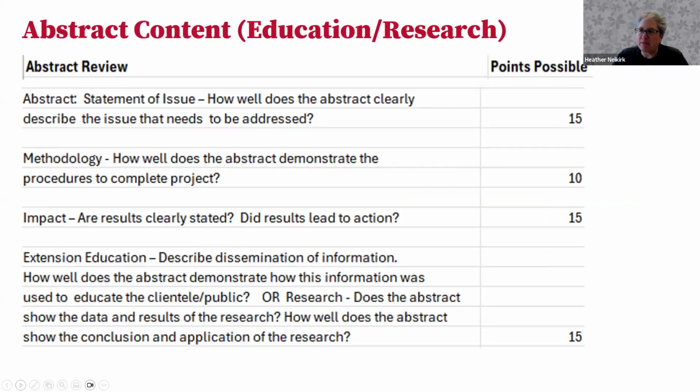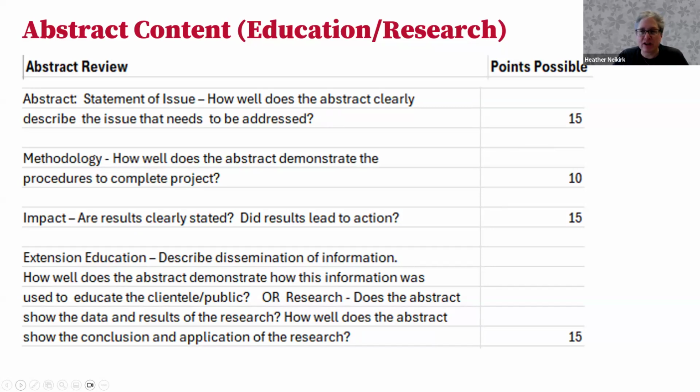The meat of the abstract is definitely the abstract content. And so here we're looking at the abstract itself: the statement of the issue or those needs that we're going to be addressing. How did we accomplish or complete the project? So the methodologies, the impact and results, and did those lead to action? And then this is maybe an area that seems somewhat new in the rubric, but just giving guidance for educational, so extension education as a presentation or a poster, versus research.